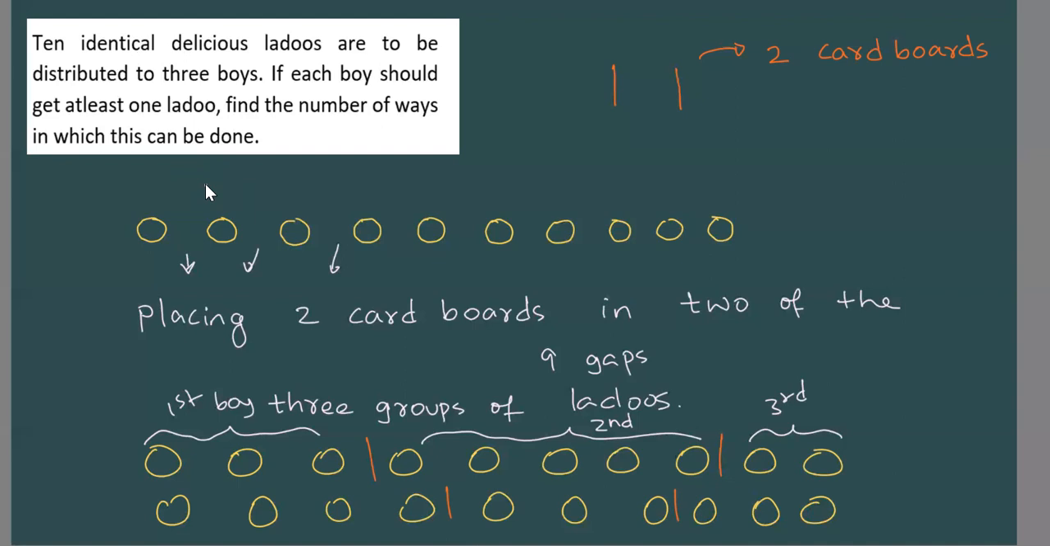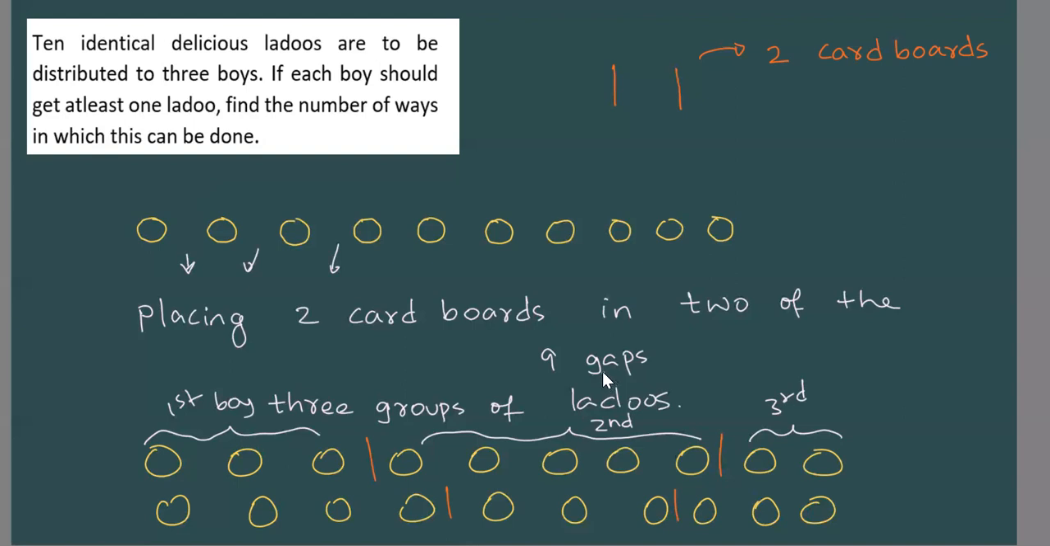The problem here is there are 9 gaps. If I can select 2 gaps and place the cardboards, 1 in each gap, I am able to do this kind of distribution. So I know the number of ways of selecting 2 gaps out of 9 gaps is as good as the number of ways in which you can distribute these laddus. Do you understand how these are linked? Yes, sir. Are you able to follow that these two will definitely give the same number of ways, right? Yeah.